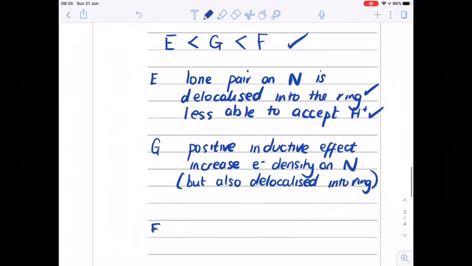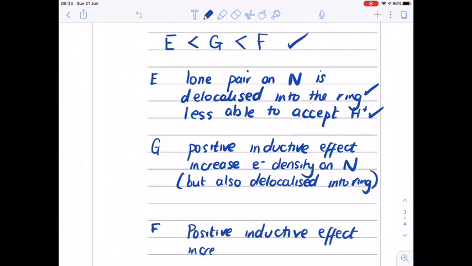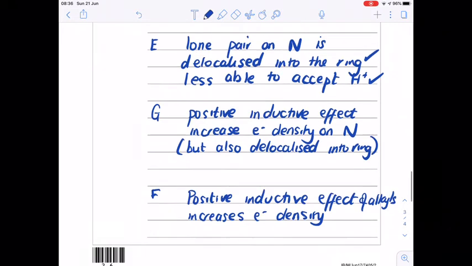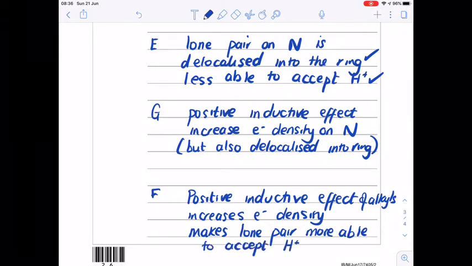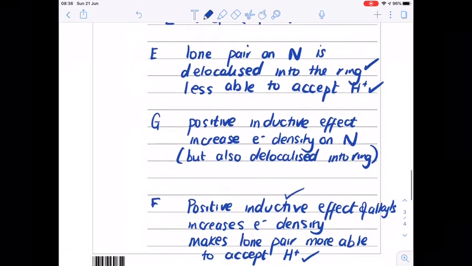And then why was F the strongest? F just has the positive inductive effect which increases electron density. And do remember, this is the positive inductive effect of alkyls. Increases electron density, makes the lone pair more able to accept H+. So we need the positive inductive effect.